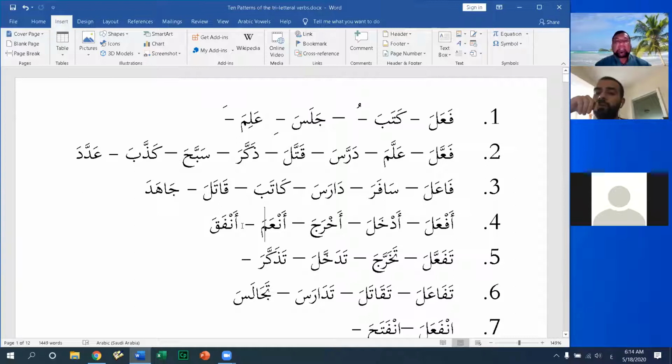Anfaqa means he spent. So these are just examples of verbs on the pattern of af'ala. So you can do a conjugation of them later. I'm just introducing the pattern.